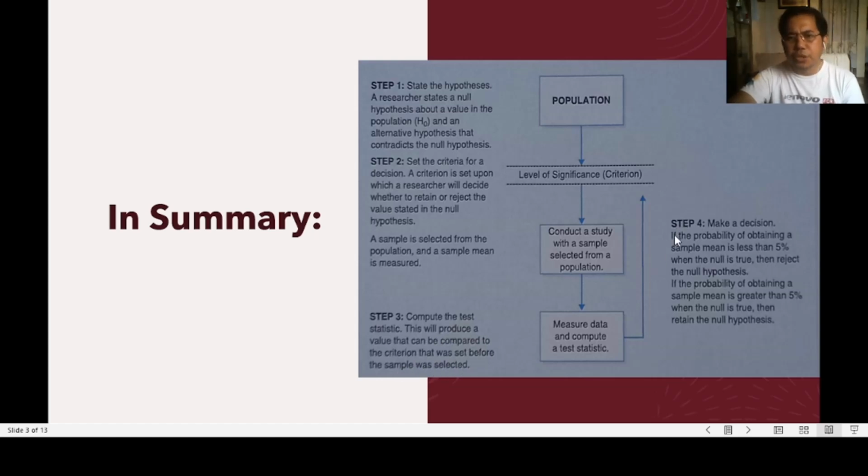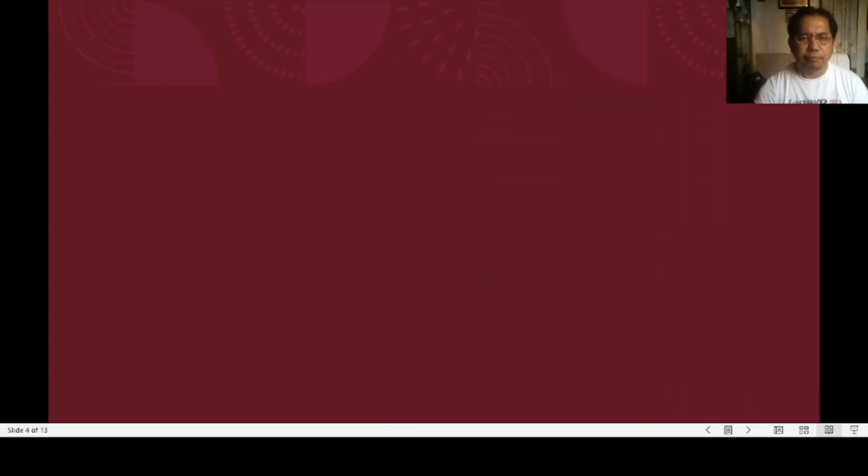For step number four, after the computation, we compare the p-value to the set criterion and make a decision. If the probability of obtaining a sample mean is less than 5% when the null is true, then reject the null hypothesis. If the probability of obtaining a sample mean is greater than 5% when the null is true, then retain the null hypothesis. Our focus here is step number four. Okay, so let's start.